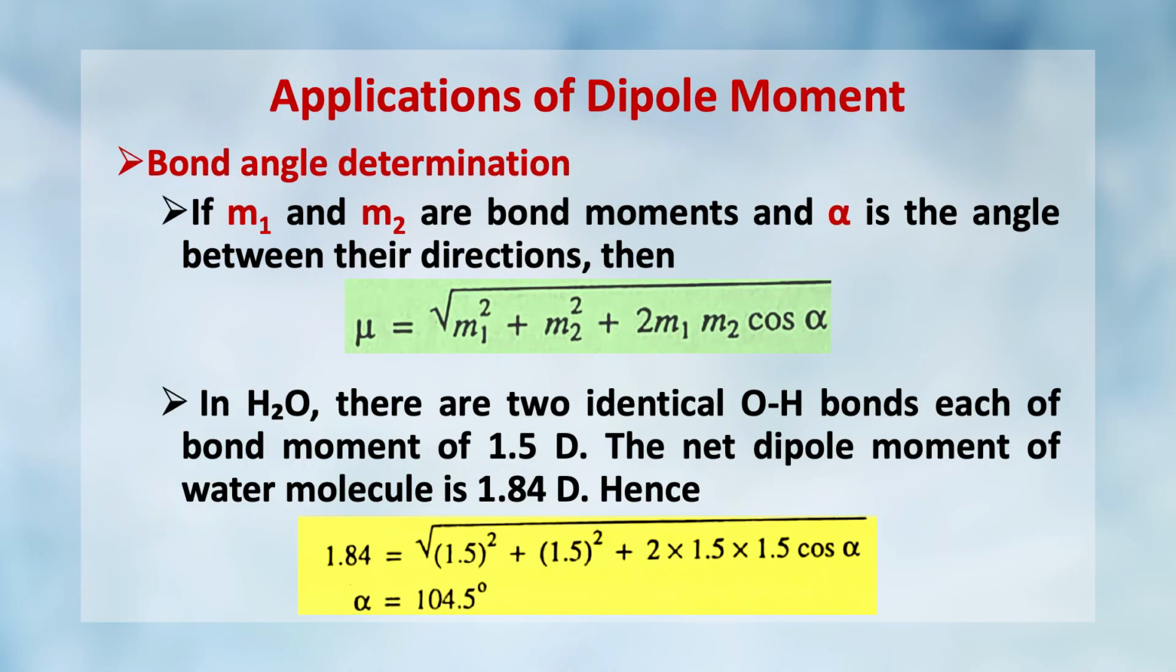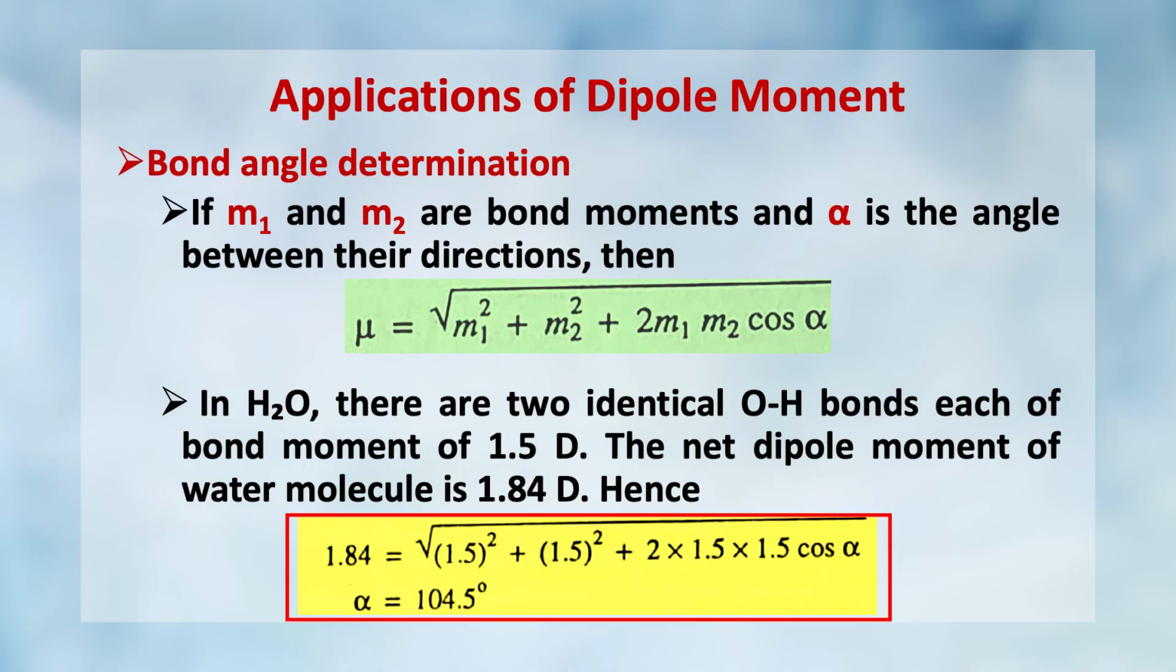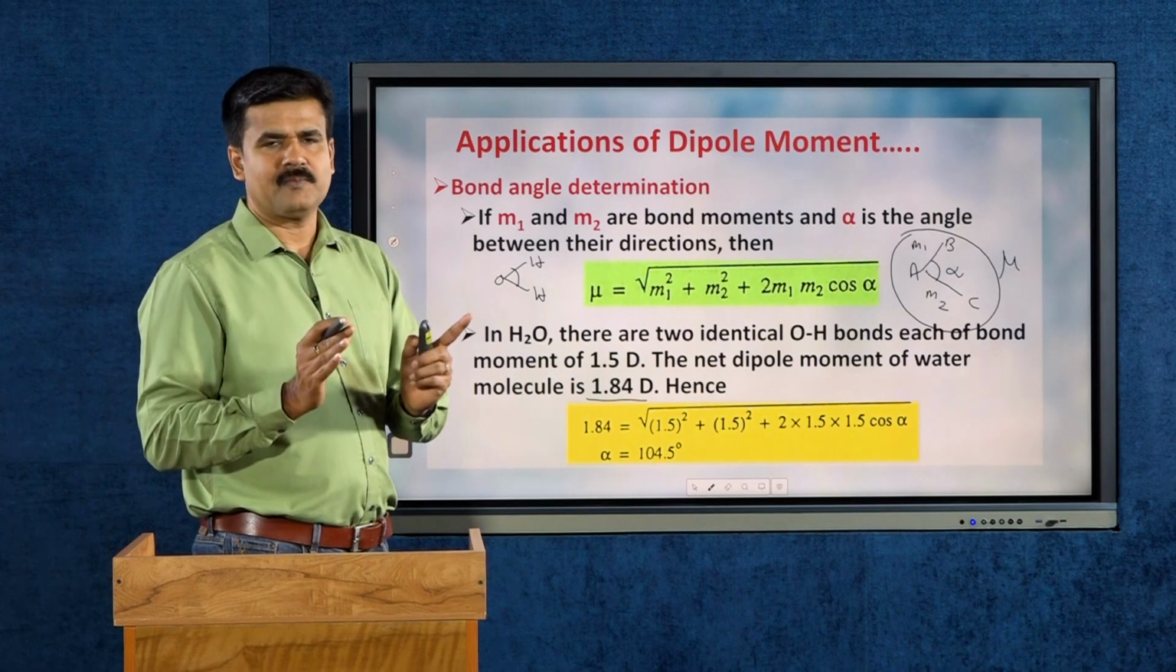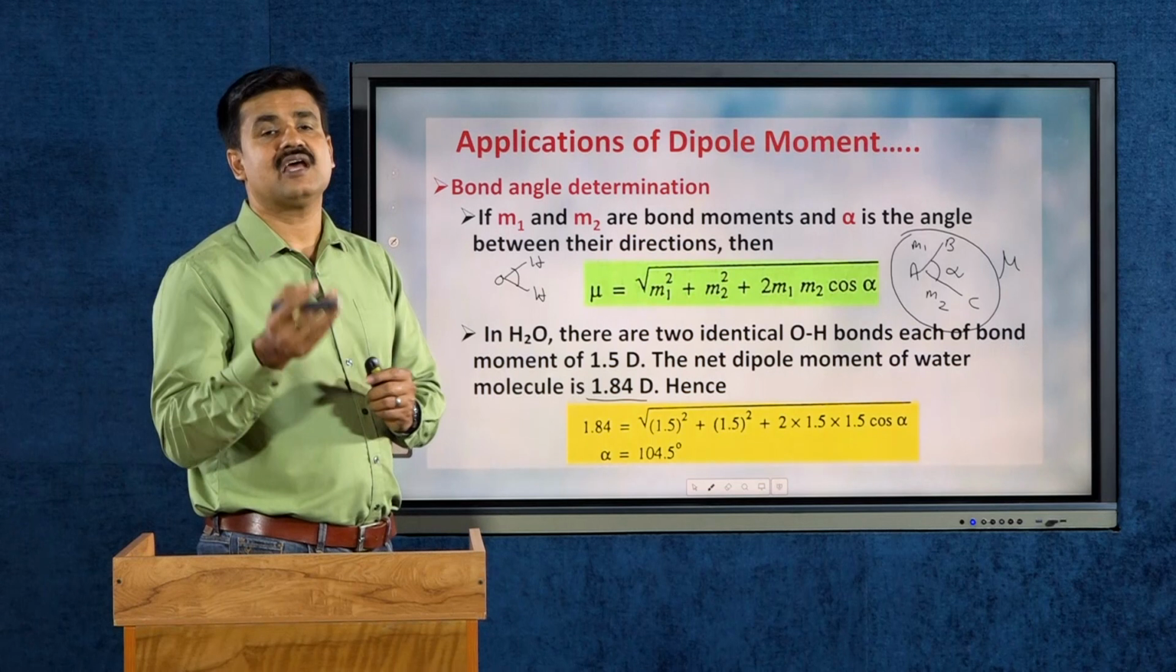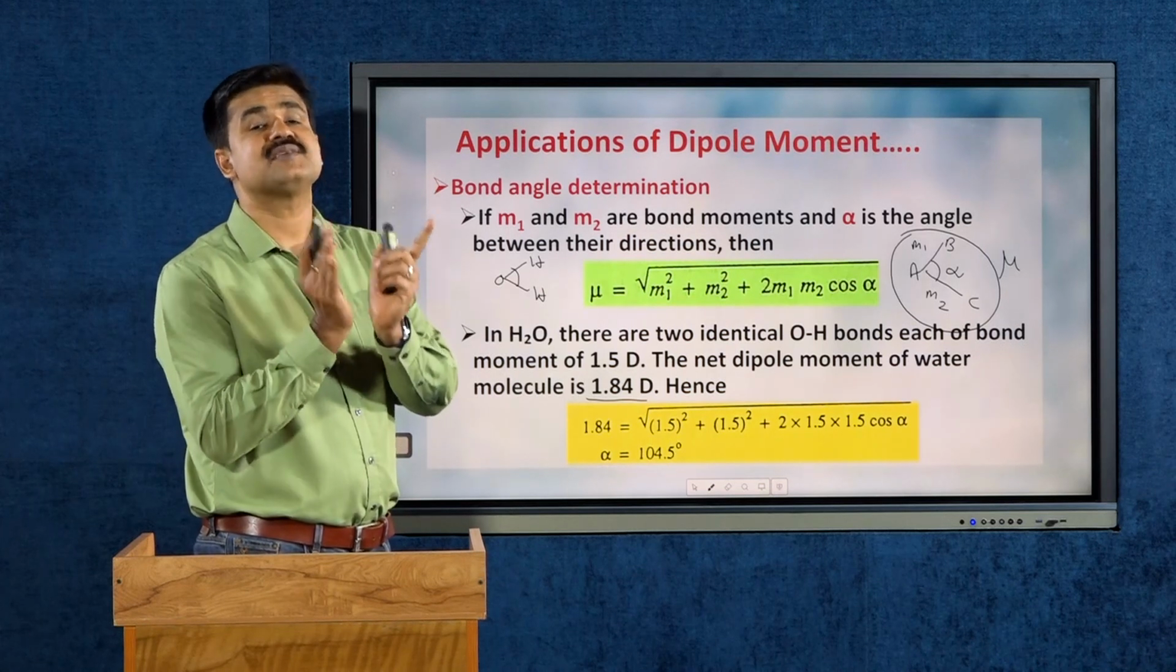By using these considerations and the equation, it is possible to compute the bond angle between two bonds. That is, 1.84 is equal to under root 1.5 square plus 1.5 square plus 2 into 1.5 into 1.5 cos alpha. On solving this, you will get the value of cos alpha. From that, you can find out the value of alpha, which is again the same as the actual bond angle of the water molecule, that is 104.5 degree. So, once you know the bond moments and resultant dipole moment, it is possible to calculate the bond angle between two specified bonds.